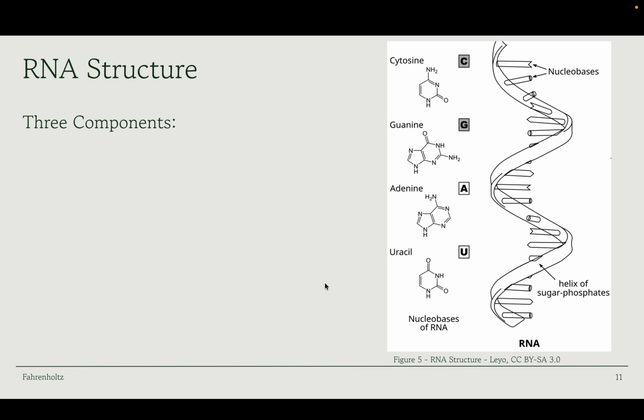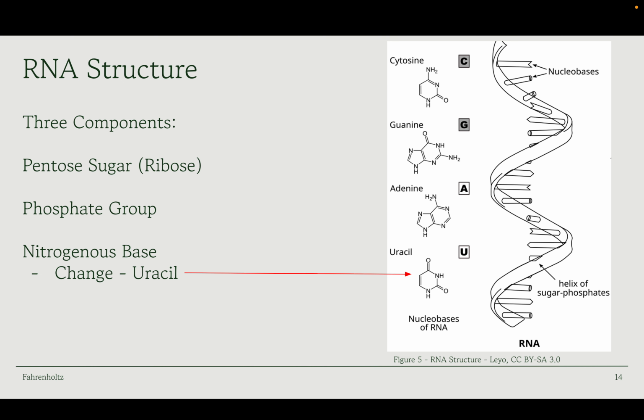We'll find that it's very similar to DNA with just a few small changes. It has the same 3 base parts, a pentose sugar, in this case ribose instead of deoxyribose. Ribose has 1 more oxygen than deoxyribose. We also see the same phosphate groups and then nitrogenous bases. Adenine, guanine, and cytosine are all the same, but on RNA, thymine is replaced with uracil.